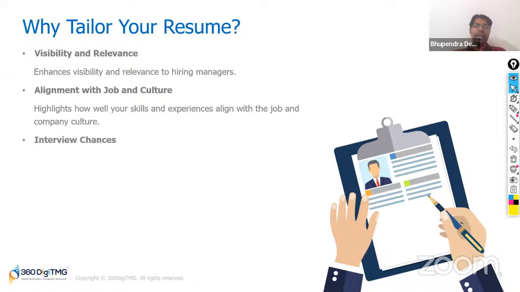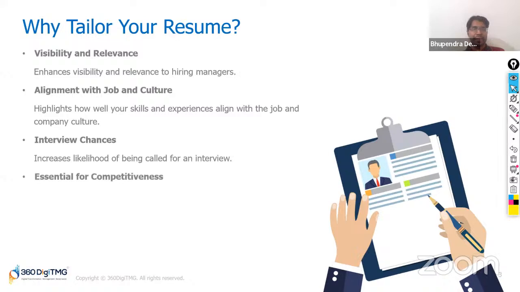Now, interview chances. Of course, a well-tailored resume, I should say, has higher chances of getting selected for interviews. It increases the likelihood of being called for an interview. And yes, it is essential for competitiveness.